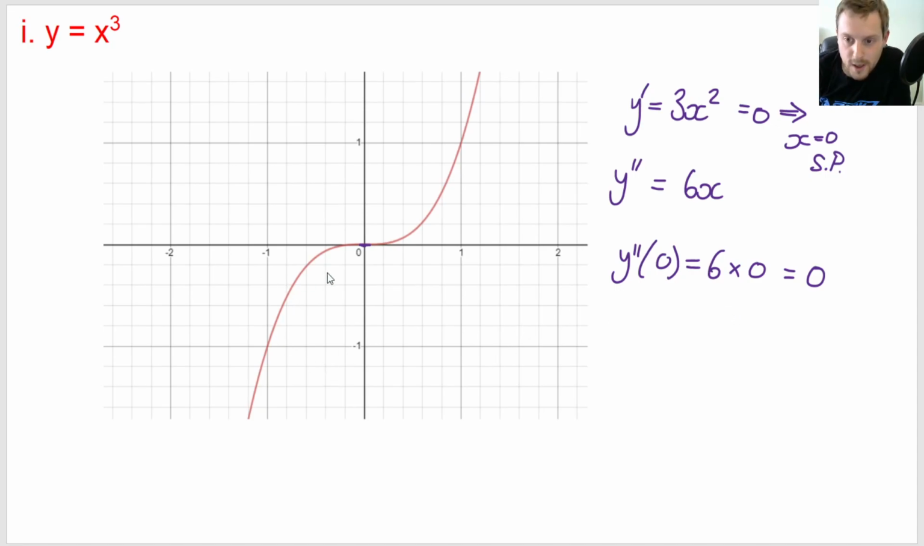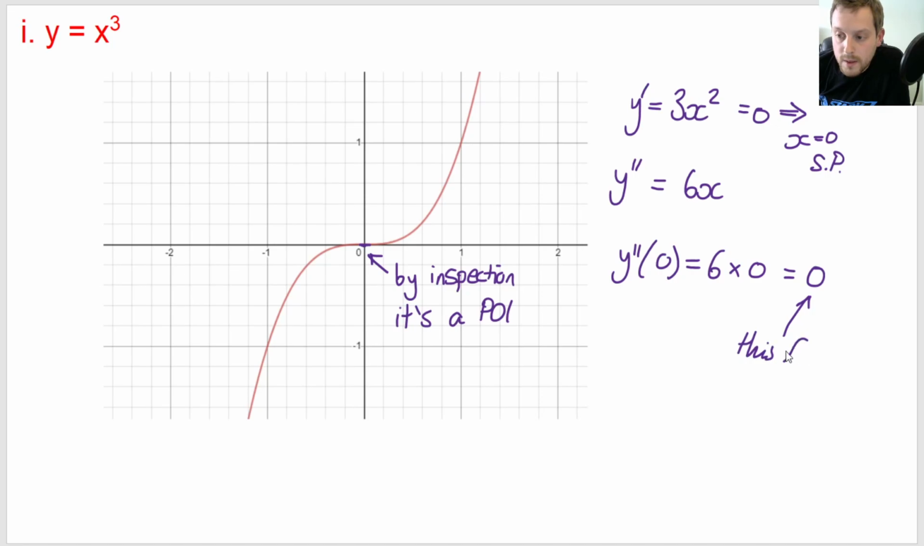By actually looking at the graph, we can see that, by inspection, it's a point of inflection. But this fact alone, y double dash being 0, tells us nothing. It doesn't tell us that it's going to be a point of inflection.